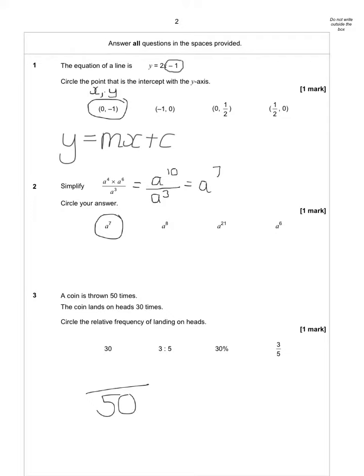Number 3, a coin is thrown 50 times. The coin lands on heads 30 times. Calculate the relative frequency of the coin landing on heads. So 30 out of 50, which is equivalent to 3/5.